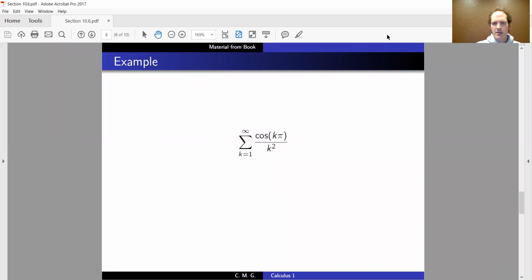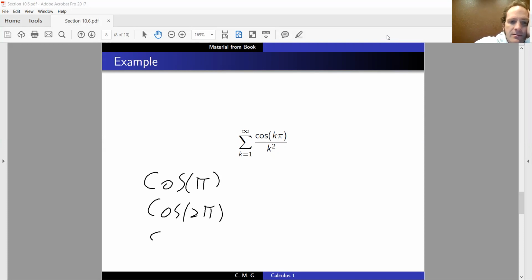Okay. Let's go for the next one. So we've got cosine of k pi over k squared. And so we think about this for a second. This doesn't look like an alternating series right away, except we have to think here, what's cosine of pi? What's cosine of 2 pi? What's cosine of 3 pi? And 4 pi and 5 pi and so on.